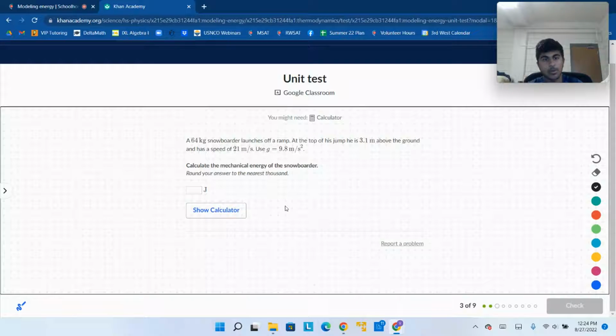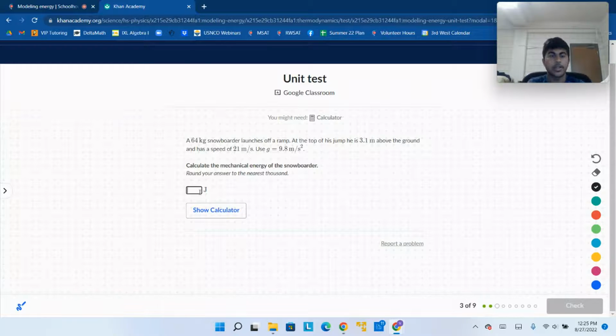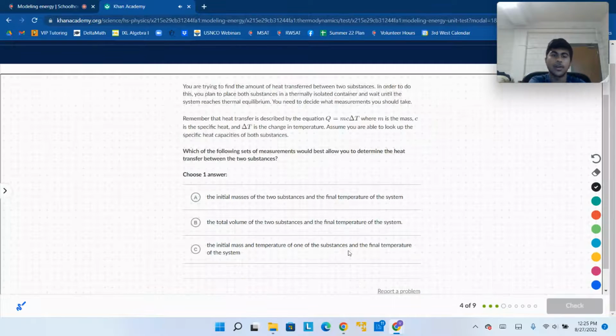Calculating the mechanical energy of the snowboarder. So we have kinetic energy, which is 1/2 mv squared. So 0.5 times the mass, 64, times the velocity, 21 squared. That gives us 14,112 joules. And then we have the gravitational potential, which is mass, 64, times gravity, 9.8, times the height, 3.1. That's 1944 joules. So we add that up, 16,056.32 joules. Round to the nearest thousand, that's going to be 16,000 joules. And we can keep going to the next question.